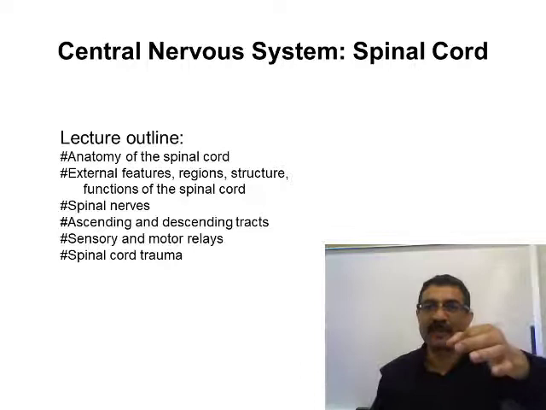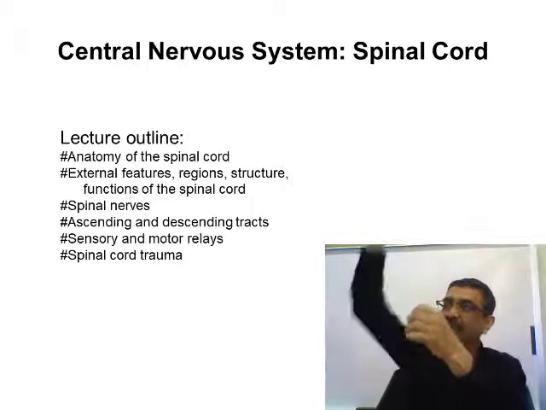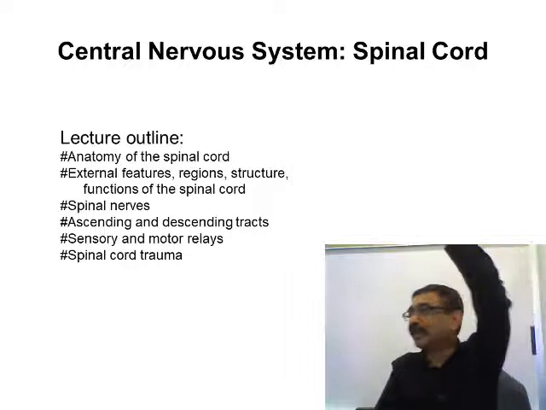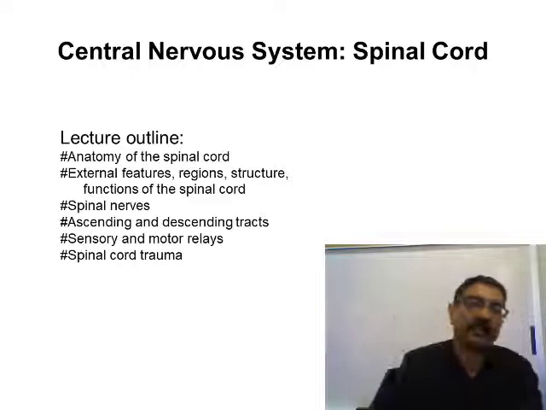Make sense? Now you tell me from your last lecture, those tracts are taking signal to the brain. Those are sensory or motor? What do you think? Sensory, because sensory signals go to the brain, right? Those taking the signal downwards, those are motor, taking out. So you have ascending or sensory, and descending or motor tracts where? In the spinal cord. So we'll see those tracts.